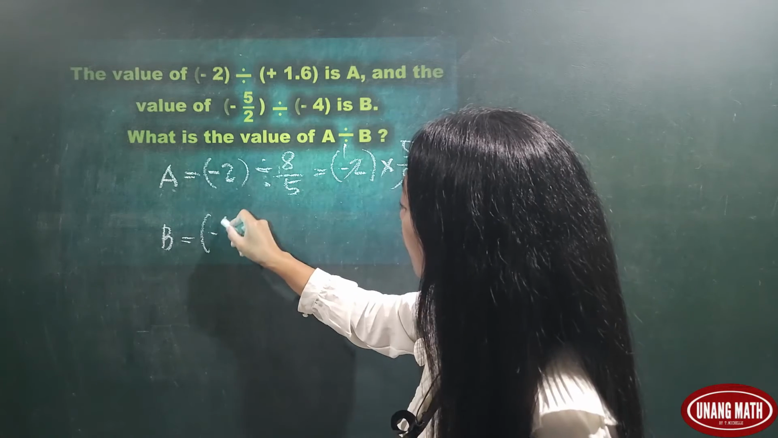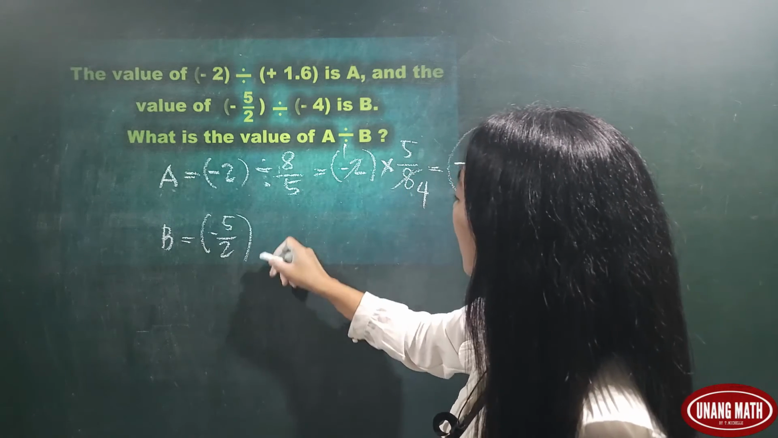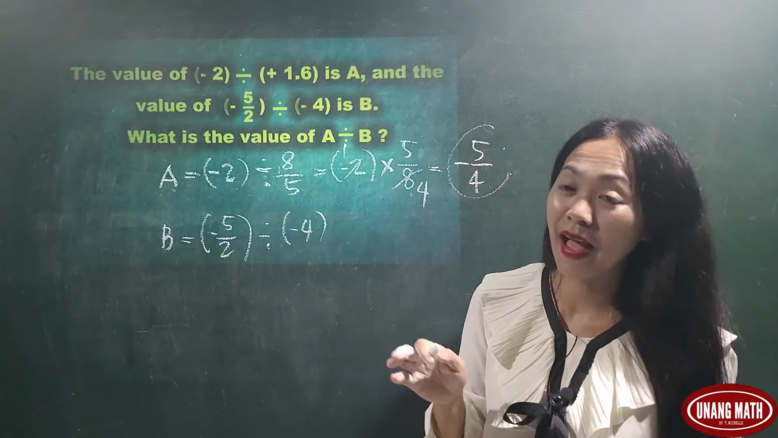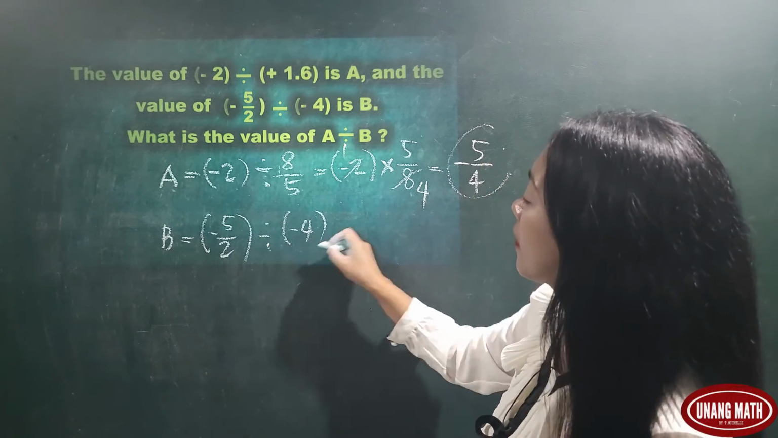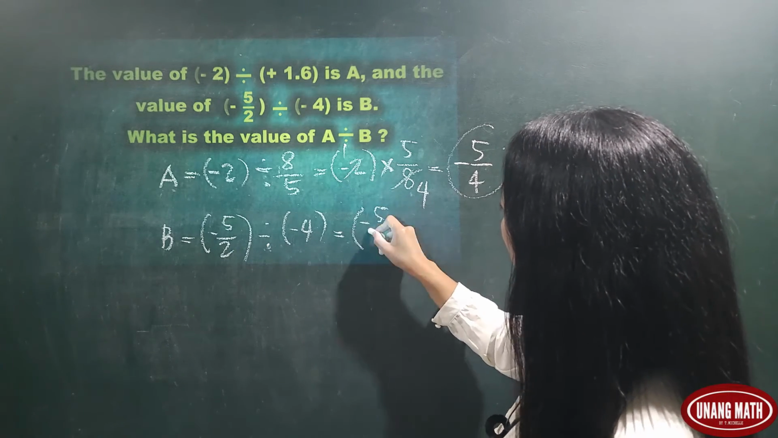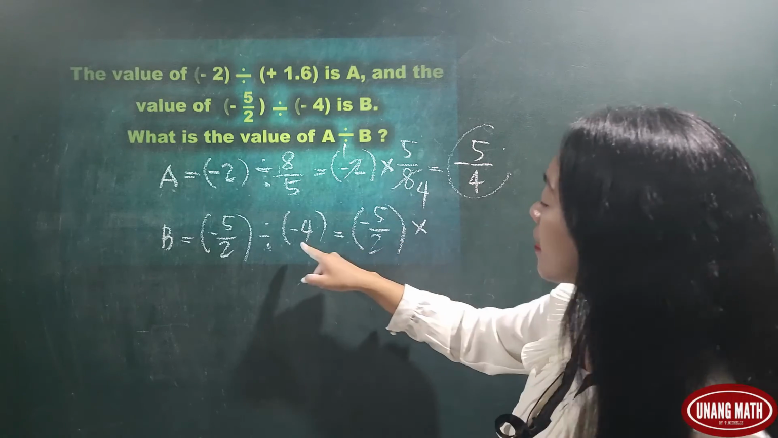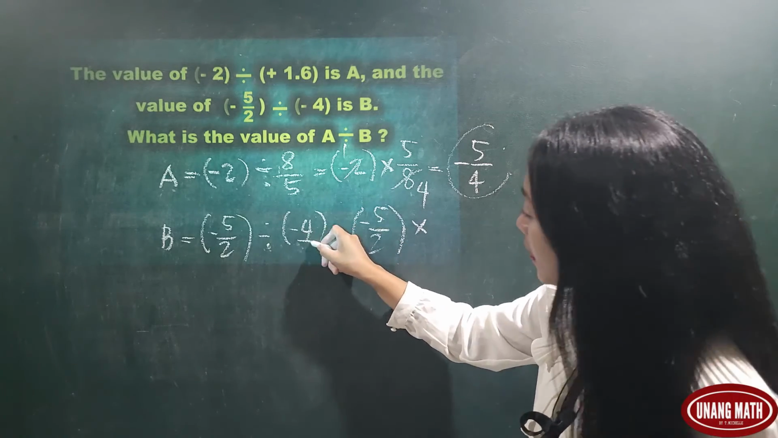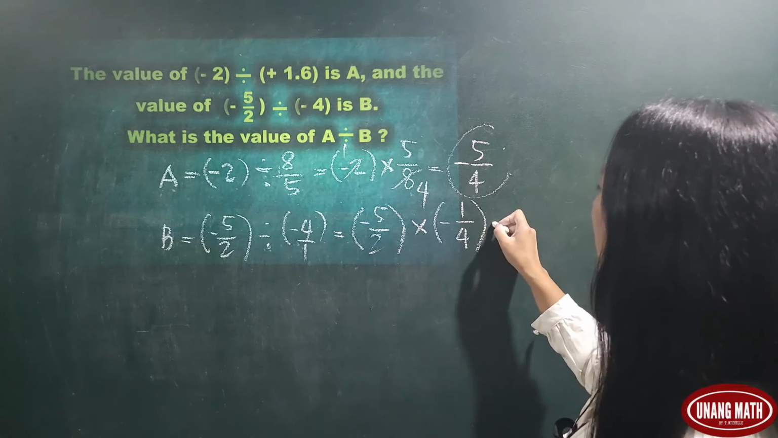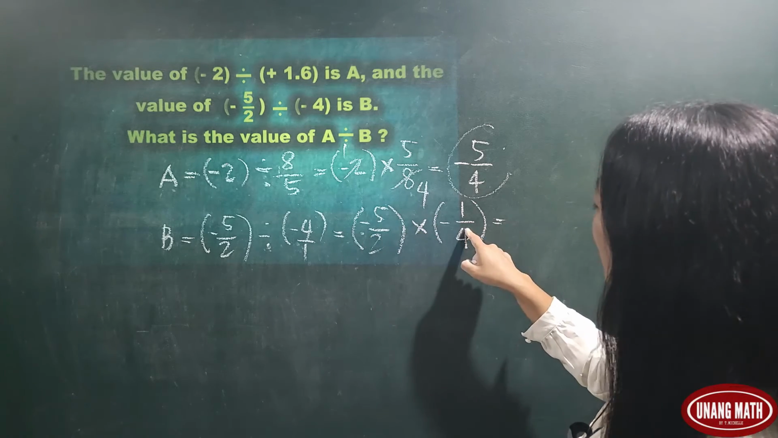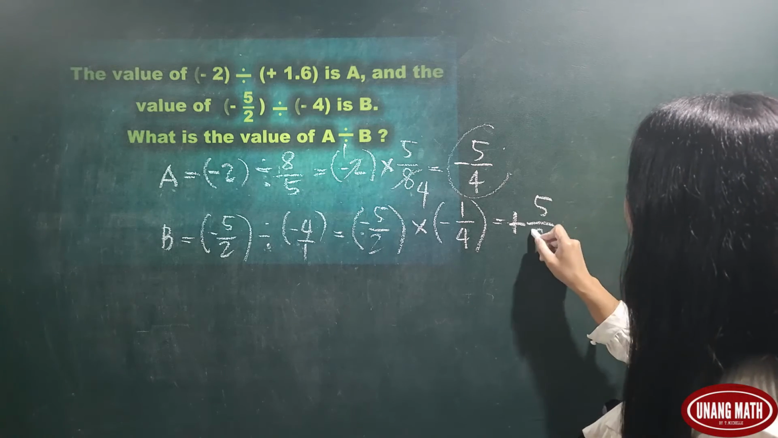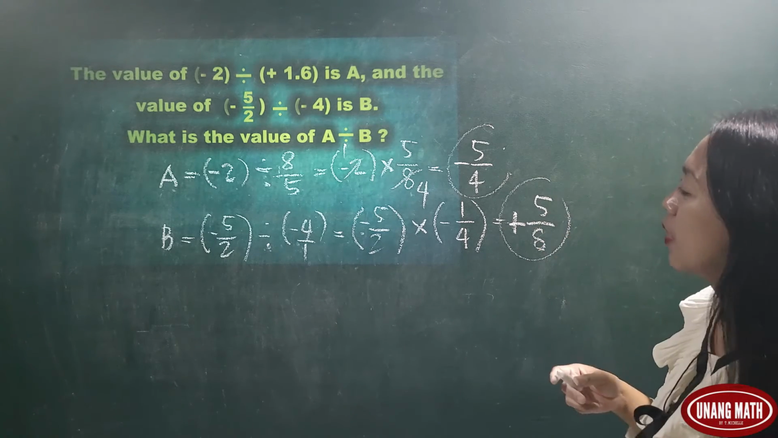Negative 5 over 2 divided by negative 4. Let's apply multiplying by the reciprocal. So division sign becomes multiplication sign. So negative 5 over 2 times the reciprocal of negative 4 over 1. This is negative 1 over 4. Let's multiply, negative number times a negative number, positive number. So this is 5 over 8. So we have positive 5 over 8.